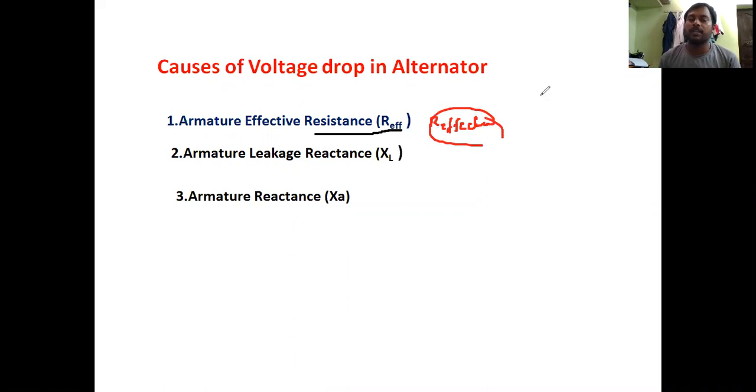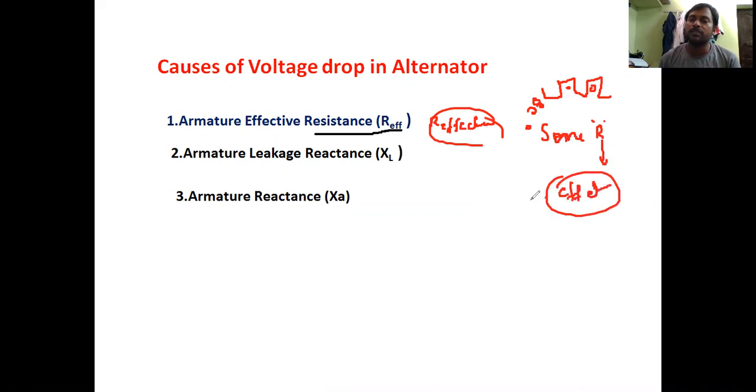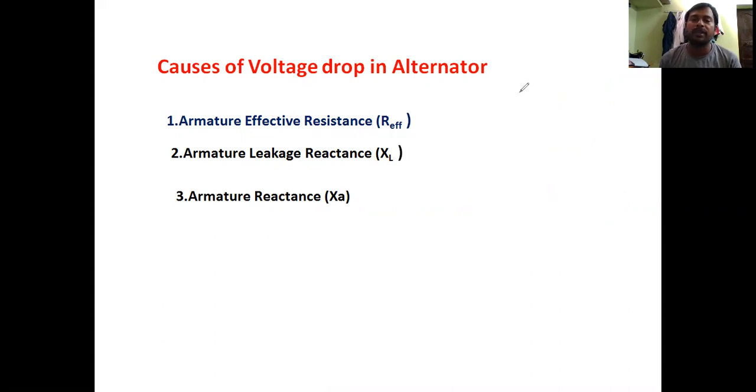So if you take a synchronous generator, it's definitely stator winding, and the stator winding has some resistance. That resistance is called effective resistance, and due to this resistance some drop takes place, and this is very small when compared to the remaining drops. Here another one is armature leakage reactance.